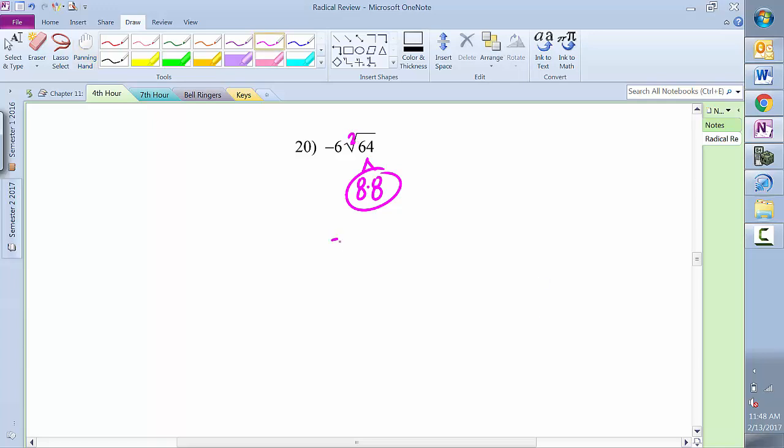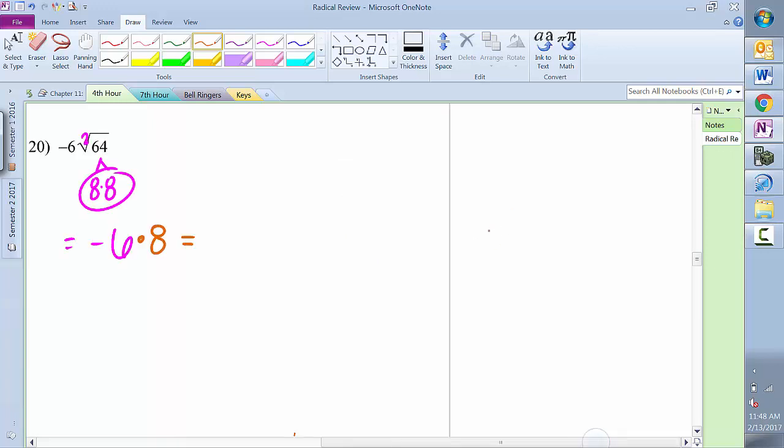So the 8 comes outside. I'm going to take that 8, and it's coming outside. Nothing was left inside. So negative 6 times 8 is what? Negative 48. And you're done. Okay?